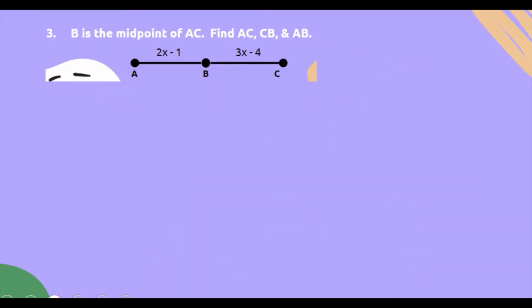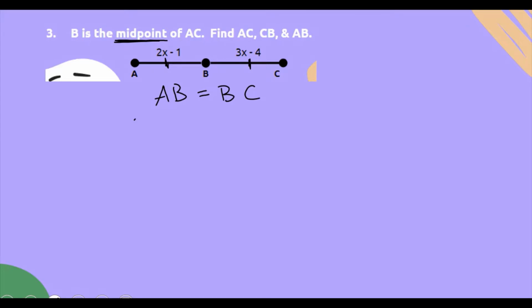All right, the final question in the warm-up slash POD states that B is the midpoint of AC, and we need to find AB, CB, and AC. All right, so midpoint means that B divides AC into two congruent segments. Congruent means their measures are equal. So to solve for x, which is what we're going to have to do first, we're going to set these two segments equal to each other because congruent means equal.